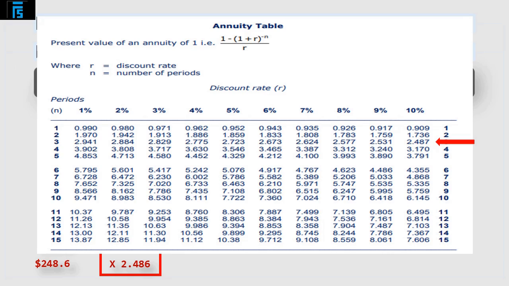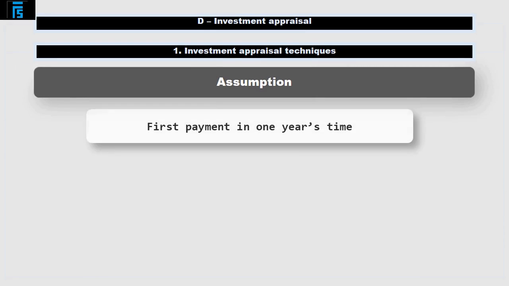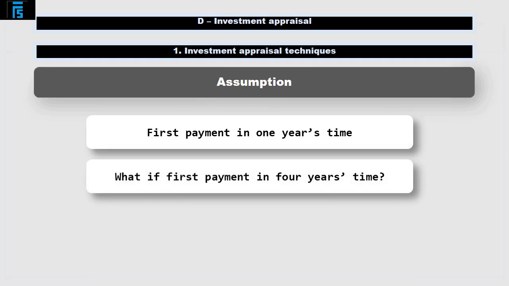Because discount factors are rounded to 3 decimal places, when we added the 3 together, it created a small rounding error. This is the only reason why the table showed 2.487 and we had calculated 2.486. Either would be acceptable in the exam. The annuity tables assume that the first payment under the annuity will be in 1 period's time. This may not be the case. For example, it may start in 4 years' time.